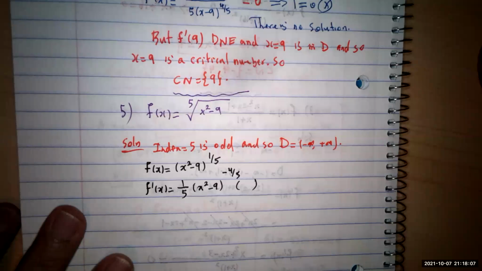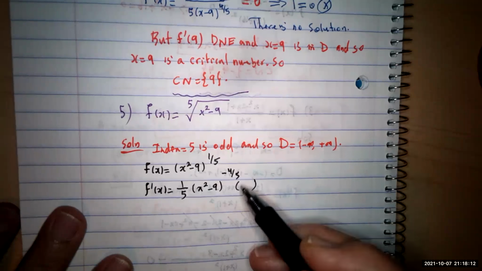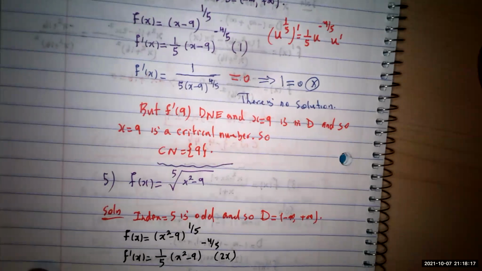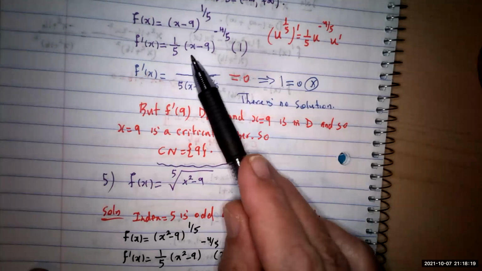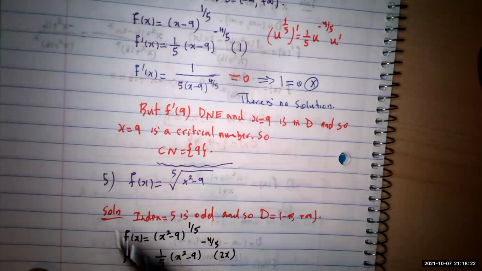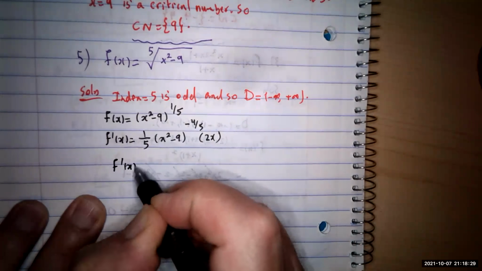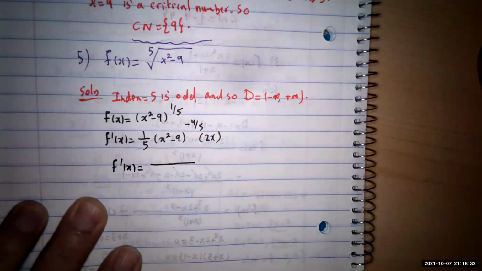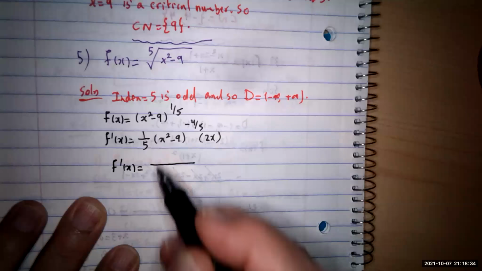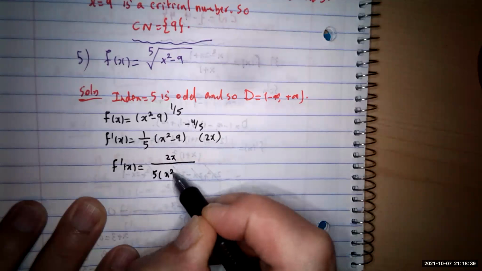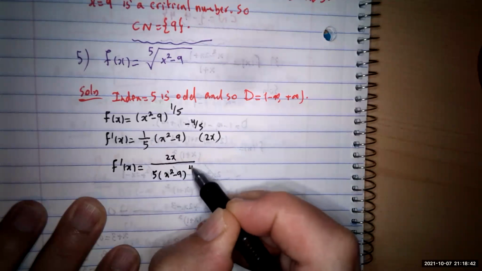U prime? 2x. You see, u prime would be 2x. That's the difference. Compare it with the other one, where u prime was 1 because u was x minus 9. In this case, u prime is going to be 2x. Switch into the fractional form, f prime of x equals a fraction. Now you see on the top, we get the 2x. You get the 5 down the bottom times x squared minus 9 to the 4/5.